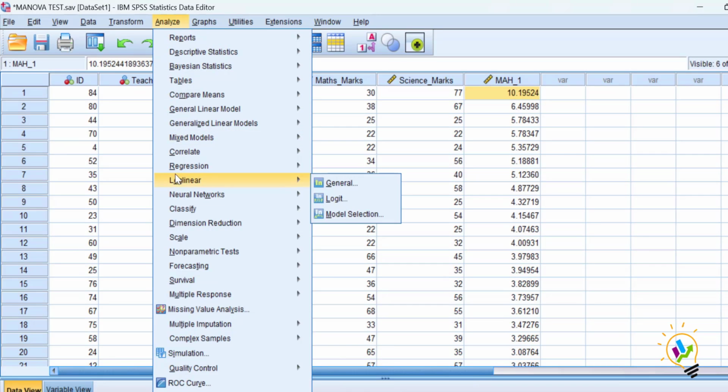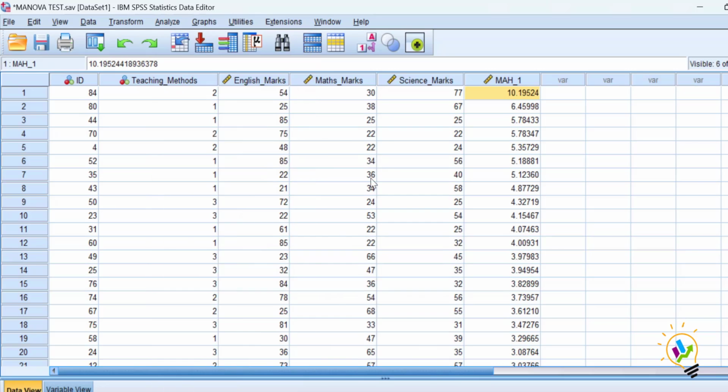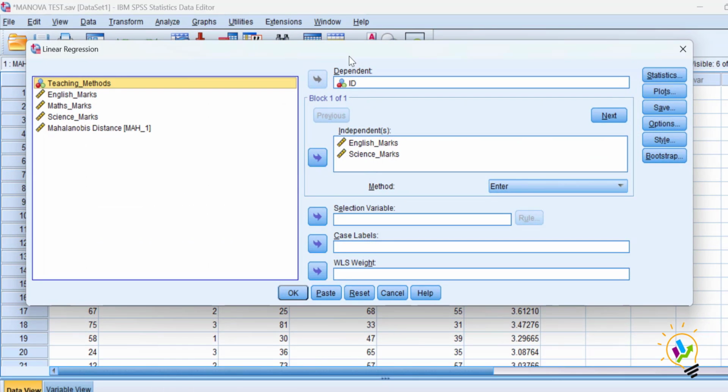In Analyze, Regression, Linear. In this, select the dependent variable as ID numbers. It's only sequence numbers, nothing to do with that one. And the dependent variables are English marks and science marks.